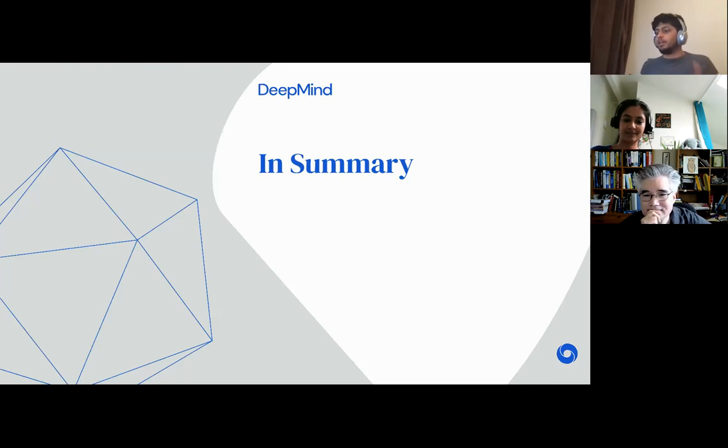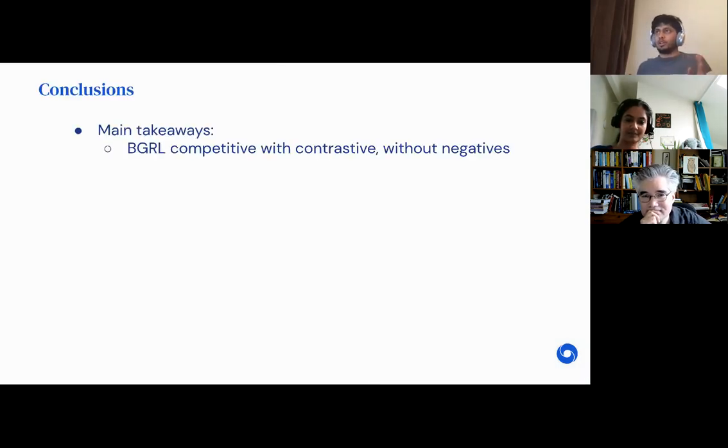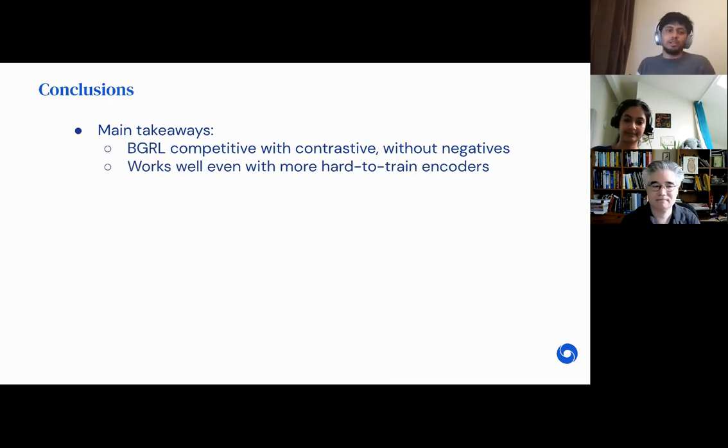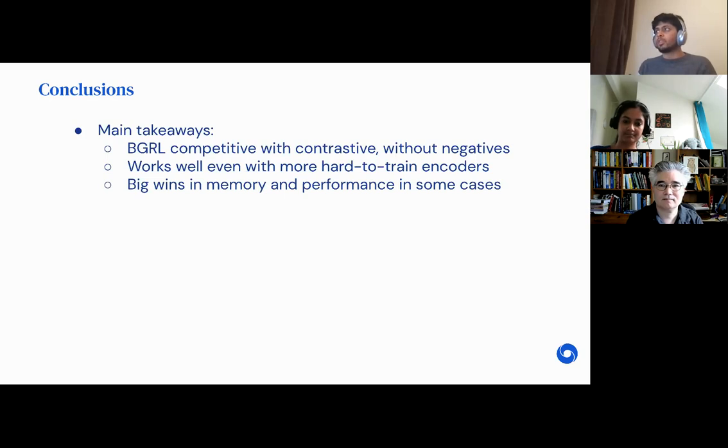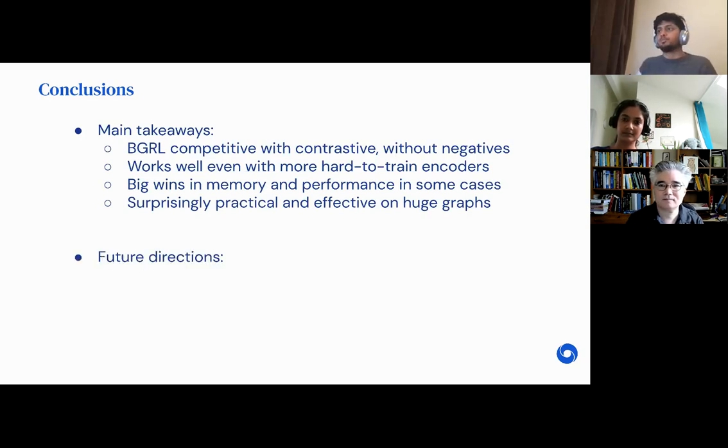Okay, so to summarize, what are our main takeaways? We definitely know that BGRL in terms of performance is competitive with contrastive methods without using any negatives, which just means it's much easier to implement in practice and you're less worried about, am I having the right design choice? Am I sampling enough negatives? It works very well even with these more expressive and hard to train encoders. In some cases, there are really big wins in memory and performance because of being linear as opposed to quadratic. And it's surprisingly practical and effective even on really large scale and huge graphs.